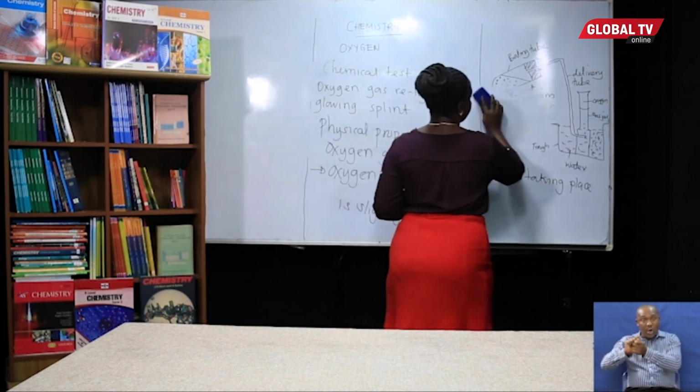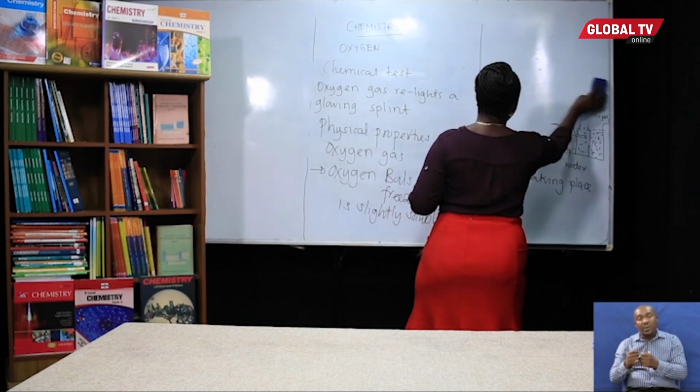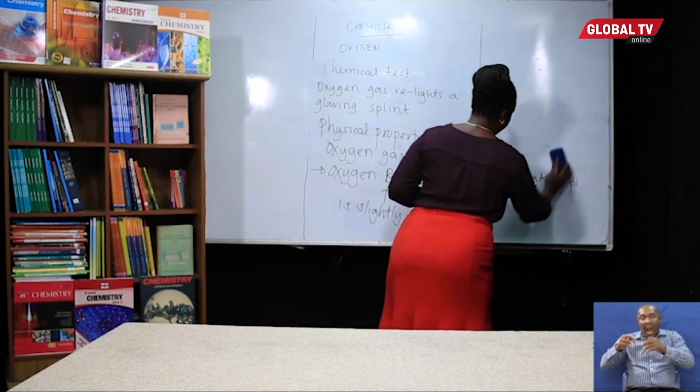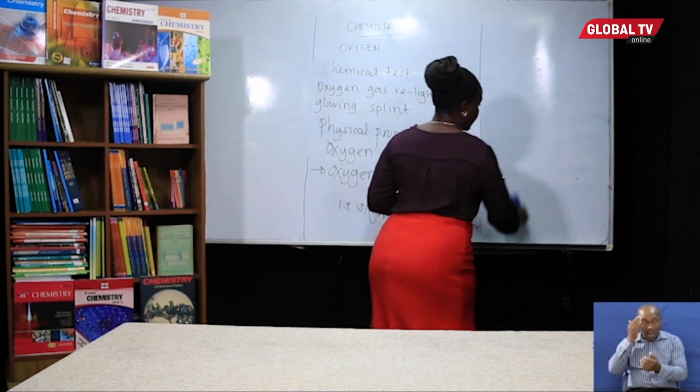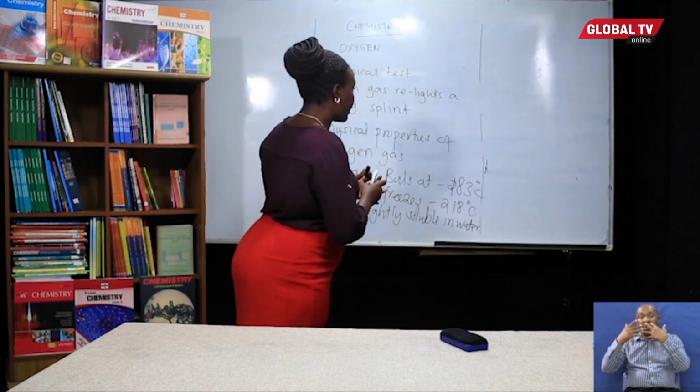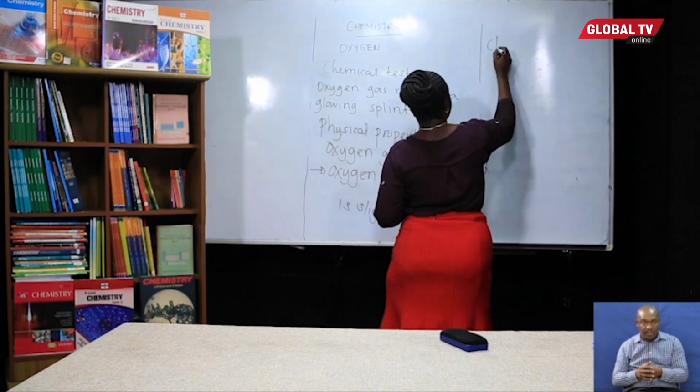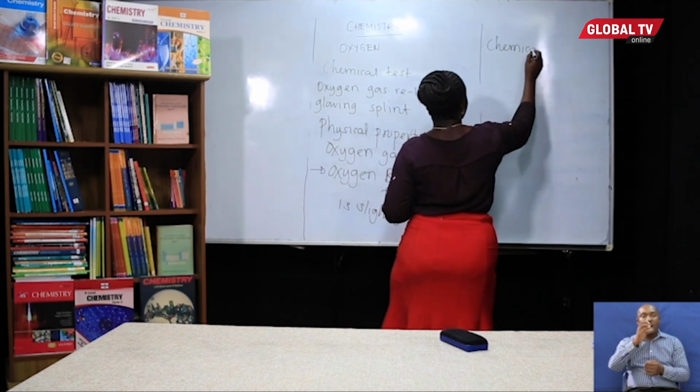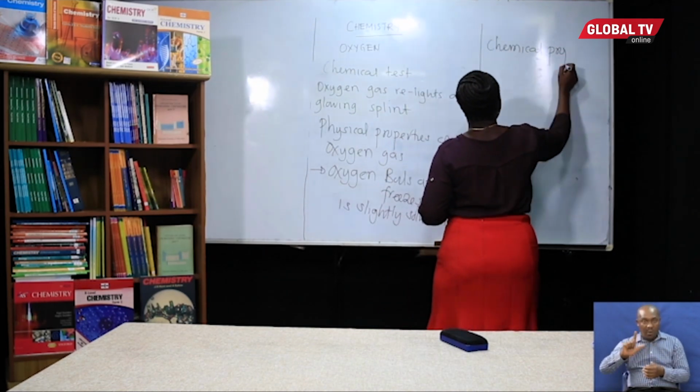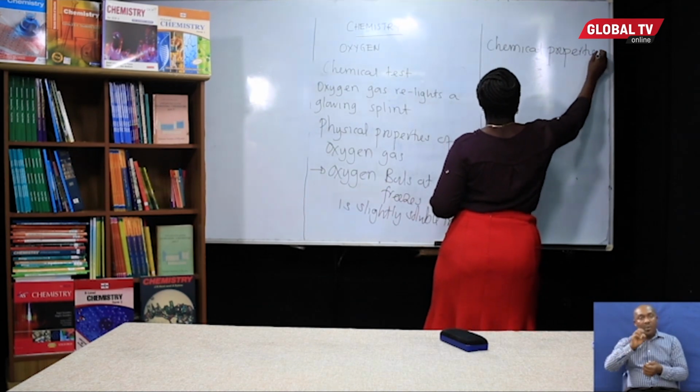Therefore, let's see the chemical properties. How can you identify oxygen chemically? That is the chemical properties. Chemical properties of oxygen gas.